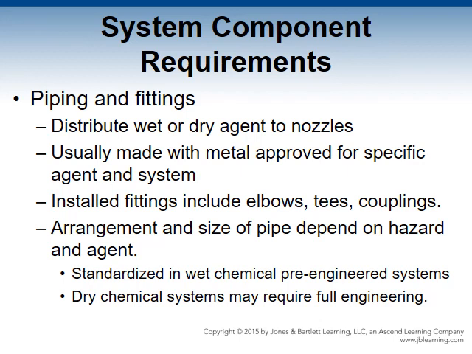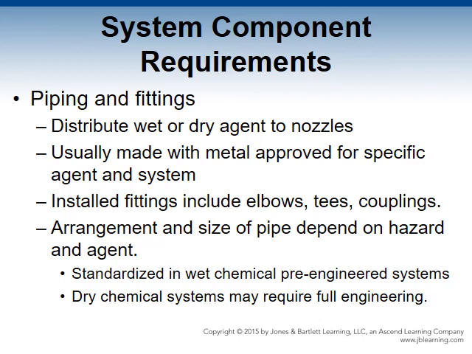Hot dip galvanized iron pipe is not usually used because it can flake and clog the nozzle. Dry systems use galvanized steel, stainless steel, copper, brass, or other specialized material for corrosive environments. Black steel is used for non-corrosive environments. Certain types of steel pipe, cast iron, aluminum, and non-metallic materials are not approved. The installed fittings include elbows, T's, and couplings.